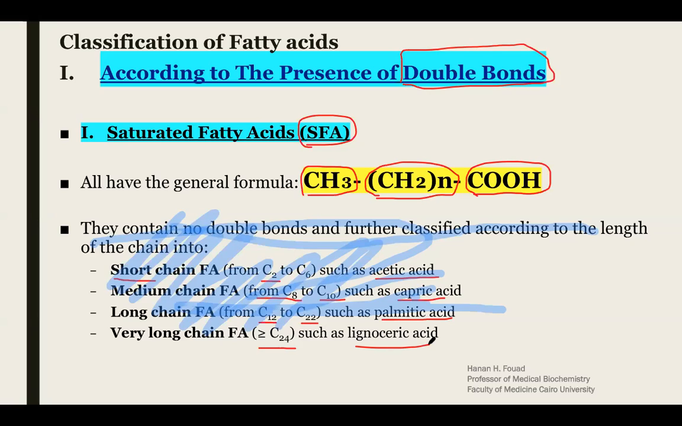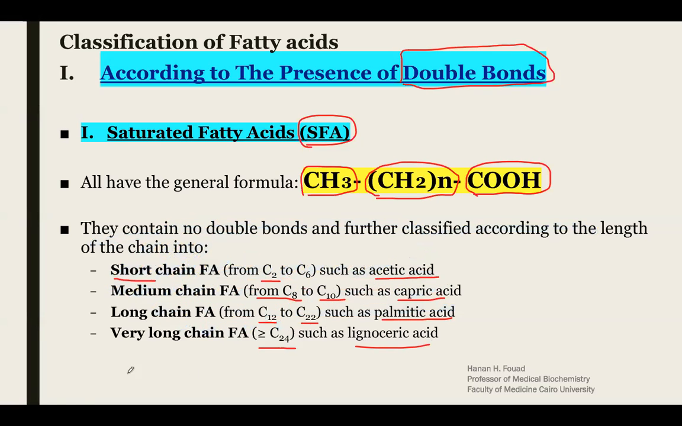Again, short chain, medium chain, long chain, very long chain. You have to know examples and how long. Short chain is from 2 to 6 carbon atoms, medium chain from 8 to 10, long chain from 12 to 20, very long chain more than 24 carbon atoms.